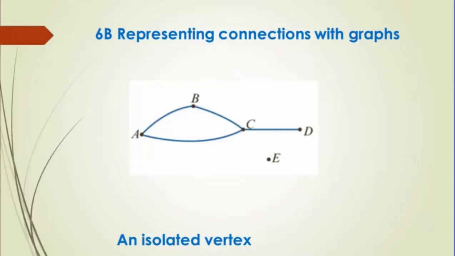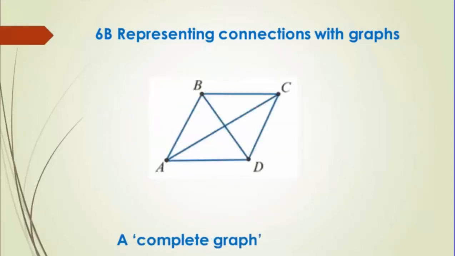Or there may be roads, but no flights. So just the terminology, isolated vertex. If you hear about an isolated vertex in a test question, E is an isolated vertex. I think this is the last one.